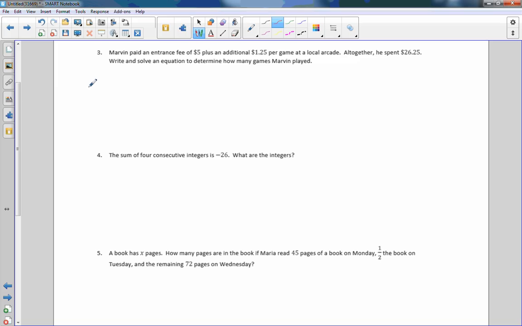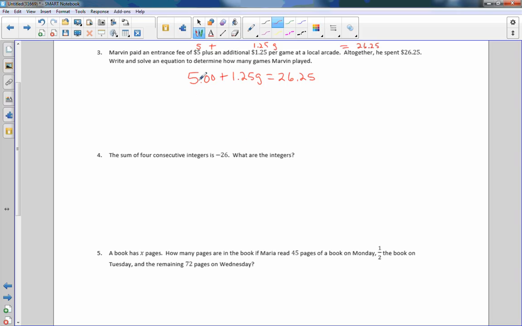Okay, so number 3 says, Marvin paid an entrance fee of $5, plus an additional $1.25 per game at a local arcade. Altogether, he spent $26.25. Write and solve an equation to determine how many games Marvin played. So I always do my rough draft above. The entrance fee was $5 plus $1.25 per game equals our total of $26.25.